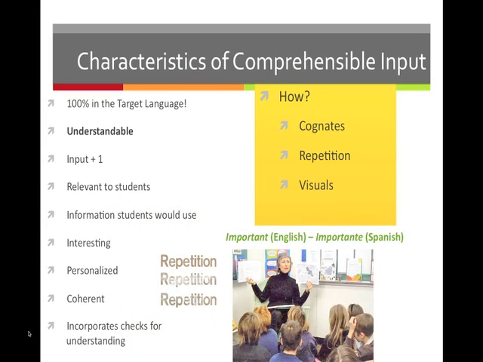A third way to make your comprehensible input understandable is to use a lot of visuals. When students can connect a new vocabulary word to a picture, they will remember it quicker rather than having to connect the word in the target language to the word in their native language, and then finally to the image produced in their mind. With visuals, you eliminate the middle step of translation in the process from language to meaning.